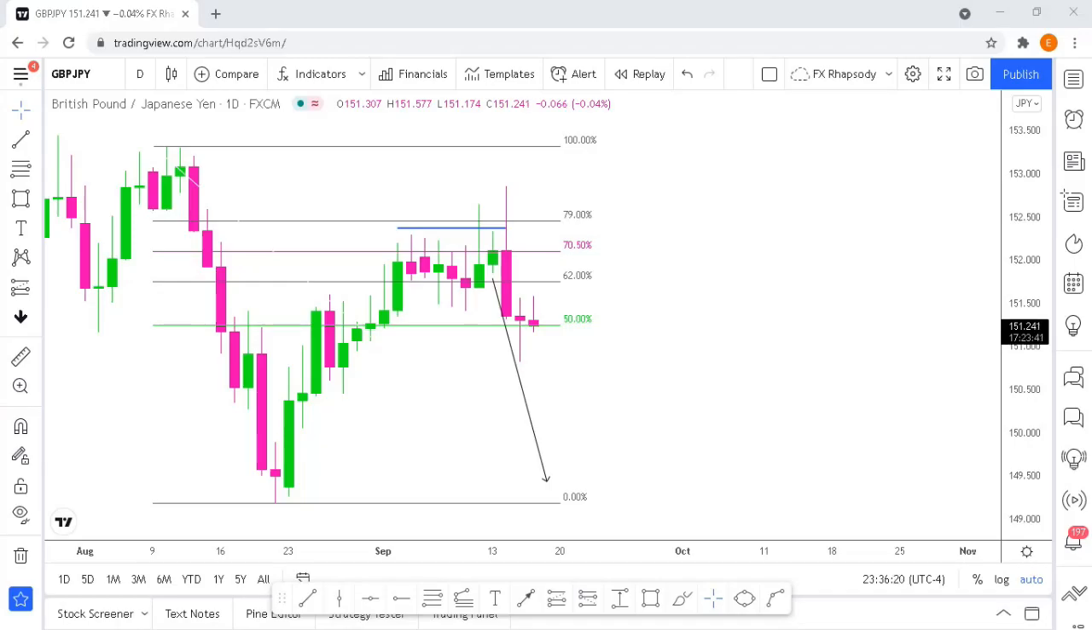Welcome back to FX Rhapsody. Today I want to show you entry points on GBP/JPY this week, but on the 1 minute time frame.